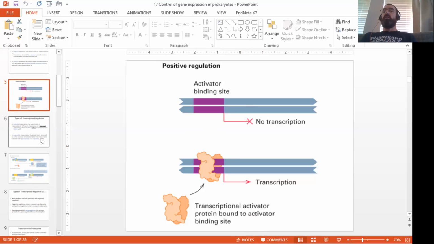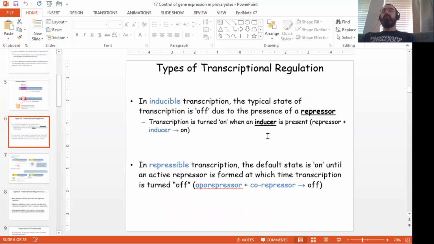So in that case, now you need to induce that repressor to leave, or essentially, you need to make that repressor leave. Now, you can have the opposite, right? In which case that gene is always on, and now you need to repress it.